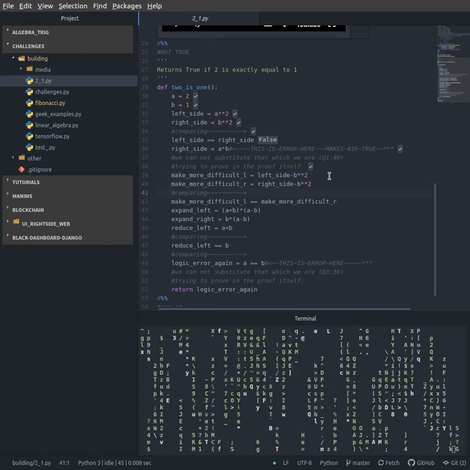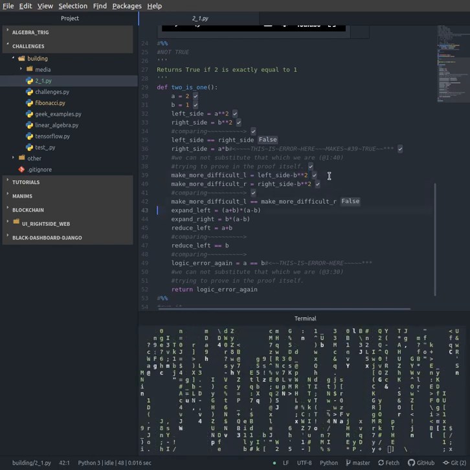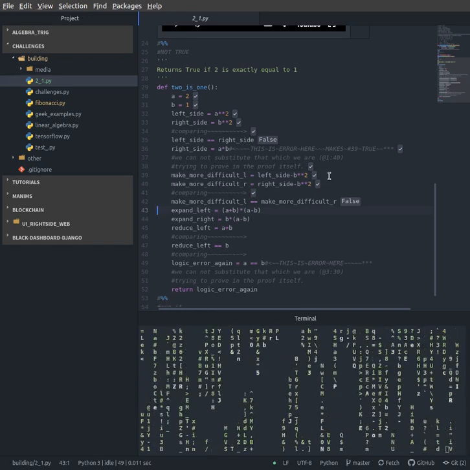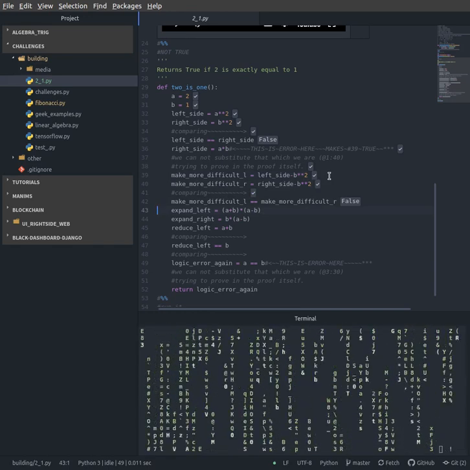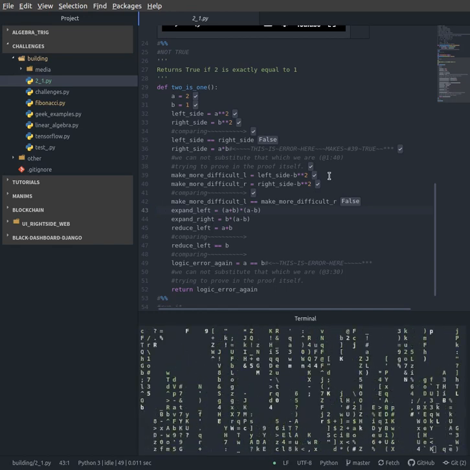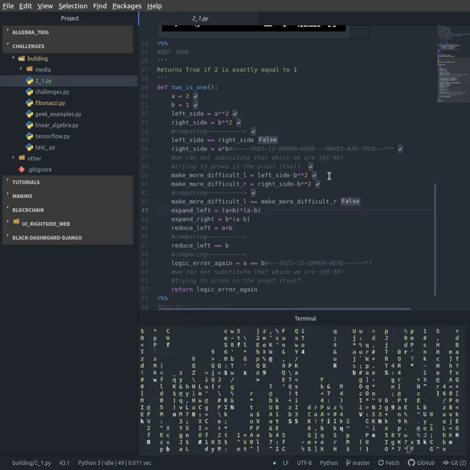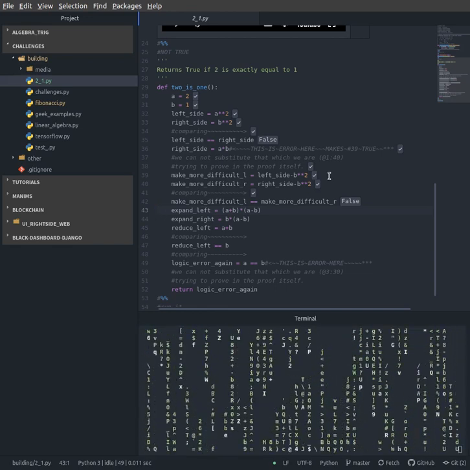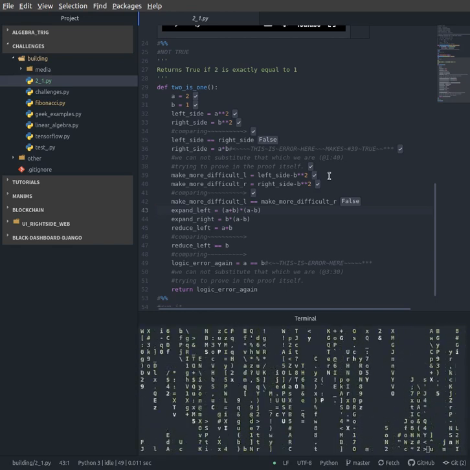So it doesn't change anything there, but let's go ahead and compare. And then we get the comparison, make more difficult, left and right side. It's still false. So then he expands the left so that A plus B times A minus B. Right, because it was A squared minus B squared. So make it more difficult. And then we expand the right side, so it's B. You factor the B out, so it's B times A minus B.